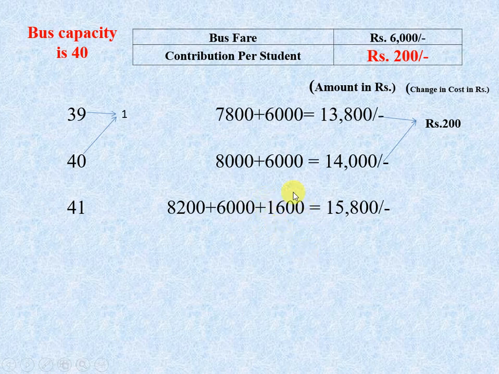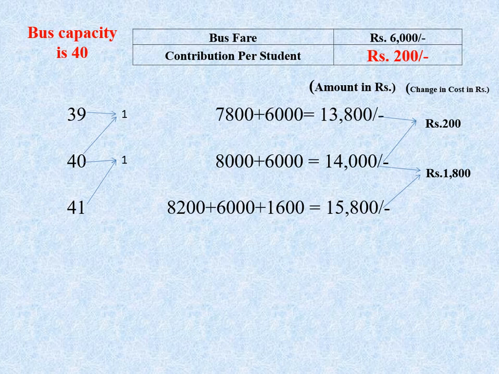So in that case, our total cost stands at rupees 15,800. Now if we again analyze in terms of marginal cost, the technique that we have learned, the change in total number of students is 40 to 41. How much change has come in terms of total cost? When total cost increases from 14,000 to 15,800, the change in total cost is 1,800. This 1,800 is our marginal cost, and here the variable cost is 200. So in that case, we can say the marginal cost and variable cost are not the same.